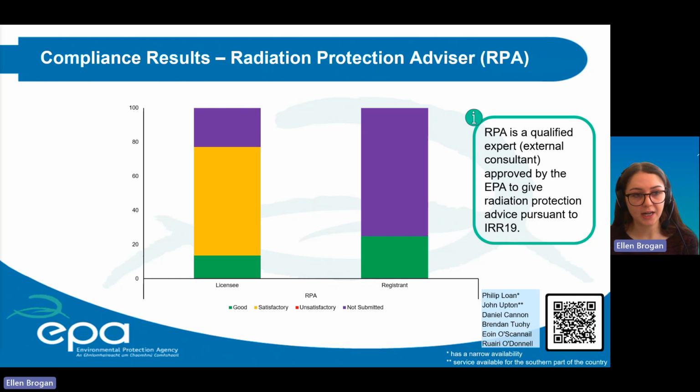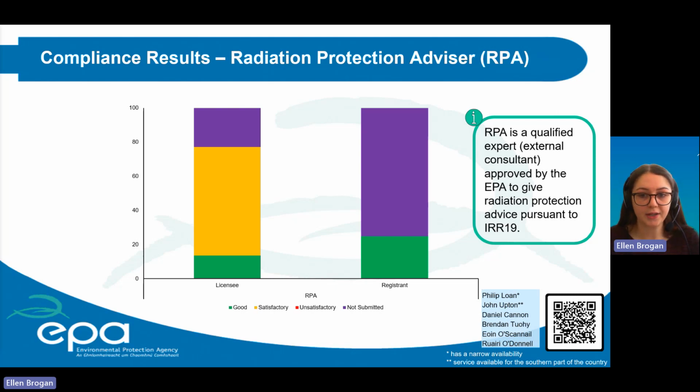Then moving on to the radiation protection advisor. An RPA is a qualified expert approved by the EPA to provide radiological protection advice. Initially it was asked if the participants had consulted with an RPA, and then which RPA they had consulted with. So 23% of licensees haven't consulted with an RPA. And when asked why, most of them said they were having difficulties in finding an RPA.